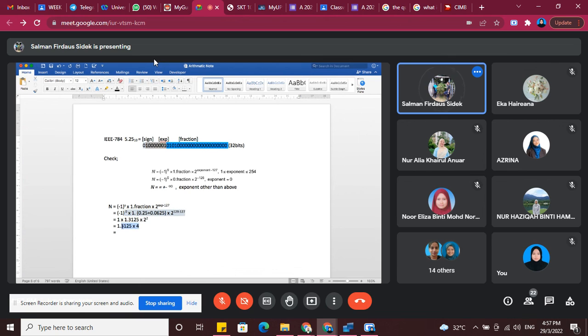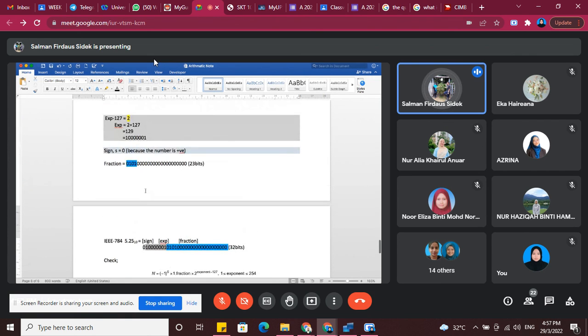Apa ni? 5.25. Alhamdulillah. So 5.25 betul. So we get back the decimal value for this yang panjang-panjang ni. Tu saja. Ni untuk recheck lah.